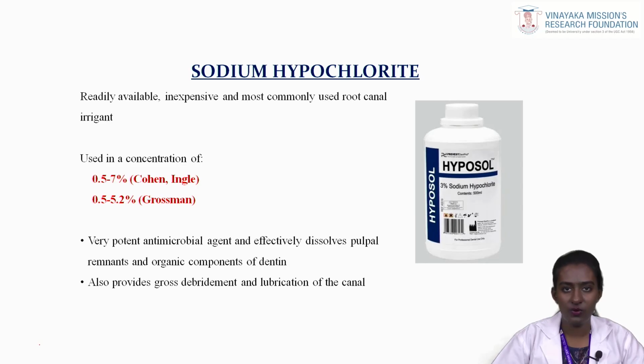Next is the sodium hypochlorite. This is the most commonly used root canal irrigant. It is available in various concentrations from 0.5 to 5.2%. It is a very potent antimicrobial agent and it effectively dissolves pulpal remnants and organic components of the dentin. It also provides gross debridement and lubrication of the canal.